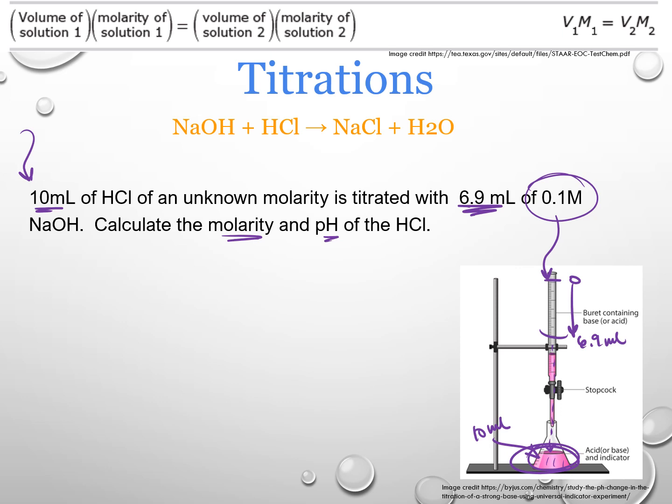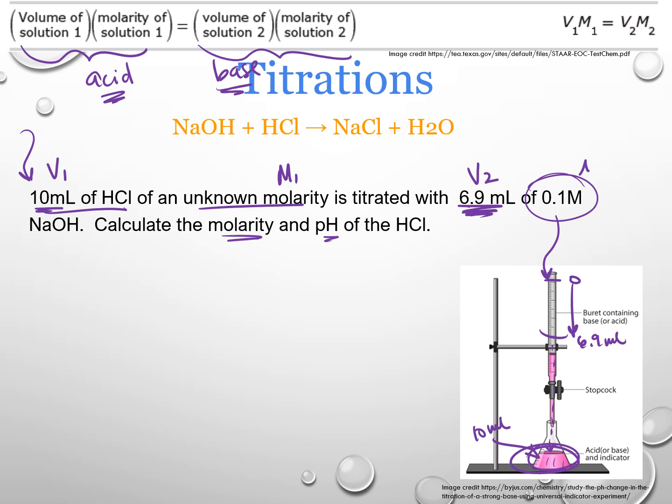We're going to use our dilution formula, but instead of having an initial solution and then our diluted solution, we're just going to put acids on one side and bases on the other. And it doesn't matter if you put base here and then acid over here, as long as you have the acids together on one side, the bases together on the other. So I've got 10 milliliters of hydrochloric acid. I'm going to call that V1. Unknown molarity is my M1. This 6.9 milliliters is my volume of the base. I'm going to call that V2. 0.1 molar is the molarity of my base. I'm going to call that M2. So for this question, I'm using 2 for base, 1 for the acid.